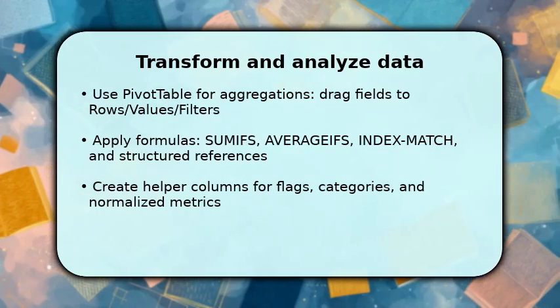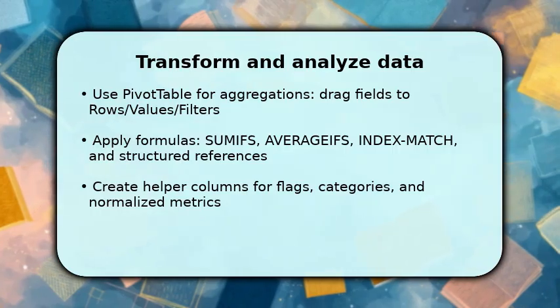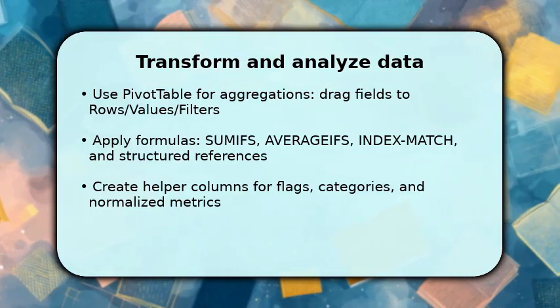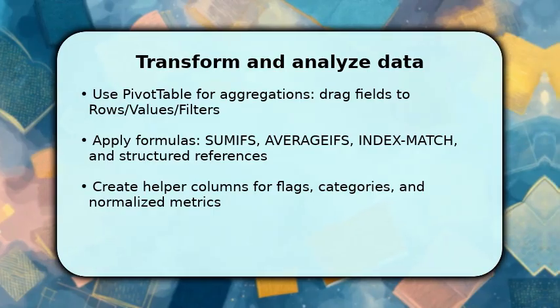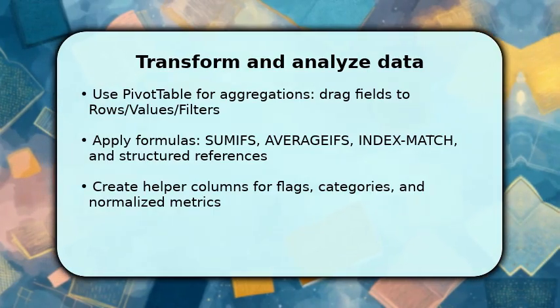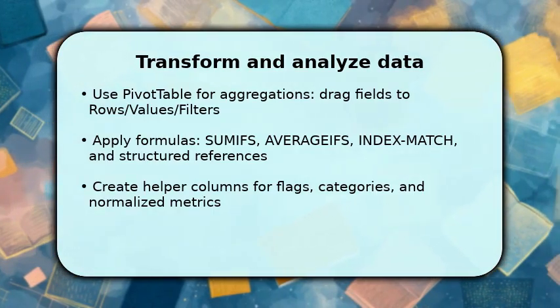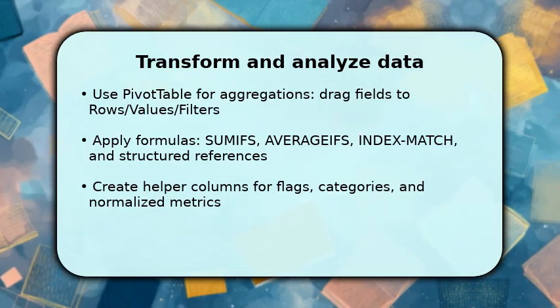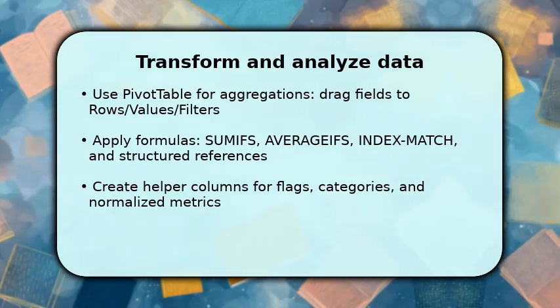You now transform and execute the core analysis. Start a pivot table to aggregate totals and spot trends, place date in rows with grouping by month or year to compare periods. Then add SUMIFS and AVERAGEIFS for targeted metrics, and use INDEX MATCH for lookups when VLOOKUP fails.